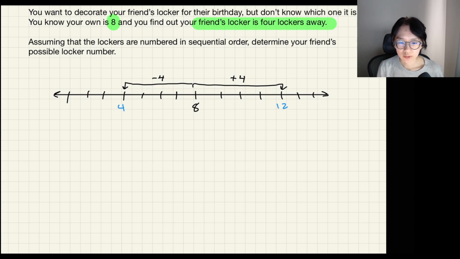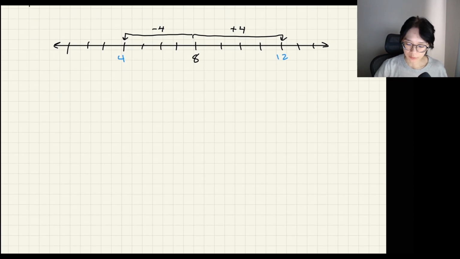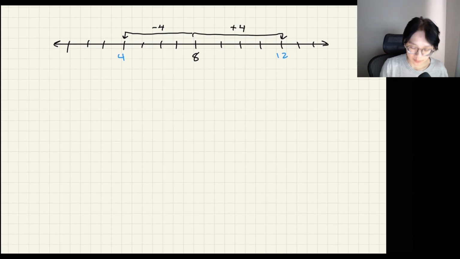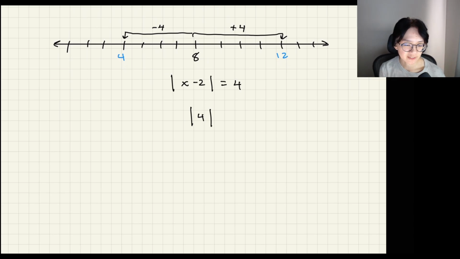But how can we put this into an equation form? How can we solve this mathematically? We can figure it out logically, but how do we solve this mathematically? This is where absolute value comes into play. Absolute value is like these bars. Like if I have these horizontal bars of x minus 2 equals 4, or absolute value of 4. Absolute value means the distance from 0.